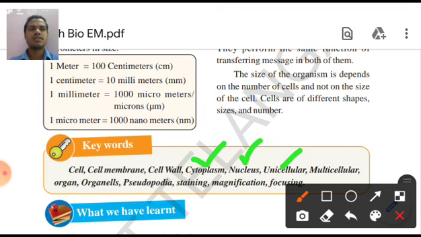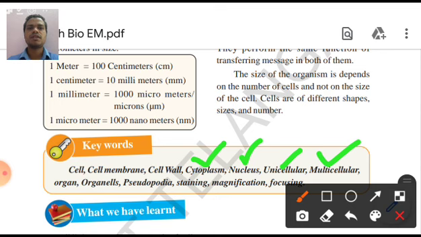Now unicellular. What is the meaning of unicellular? Uni means single. Cellular means cell. If any organism has a single cell, then it is called unicellular. Now what is multicellular? Multi means more than two. So if any organism has more than two number of cells, then it is called multicellular.